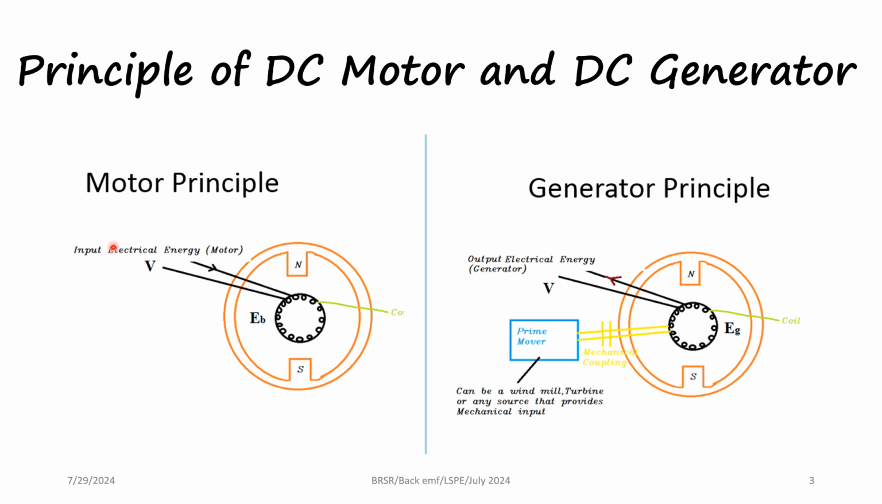In the case of a motor, the input is electrical energy. Because the conductor is rotating in a magnetic field, it produces a torque. And in the case of a generator, the input is mechanical energy provided by a prime mover. It can be a windmill, turbine, or any other source which can give a mechanical input to the armature. So when a conducting material moves in the magnetic field, it produces electricity as shown in the picture.